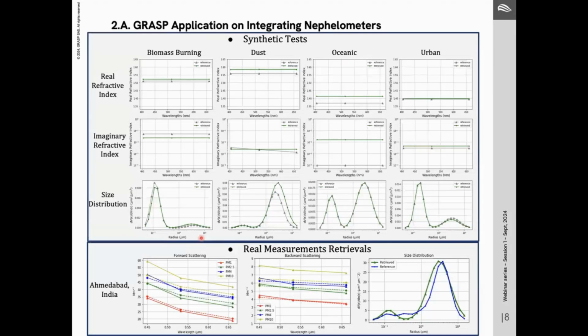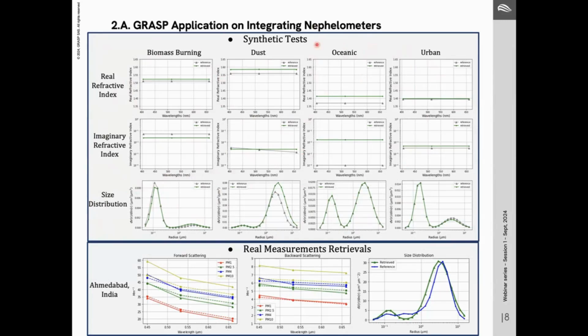So to start with, we did some synthetic tests to evaluate whether the integrated nephelometer has the capability or the potential to retrieve aerosol parameters accurately. I did the simulation test for four different kinds of aerosol, including biomass burning, dust, oceanic, and urban. The results have shown that the key parameters, including the real and imaginary part of the refractive indices, as well as the size distribution, especially the fine mode part, which we are interested in for PM products, can all be retrieved with quite good accuracy.